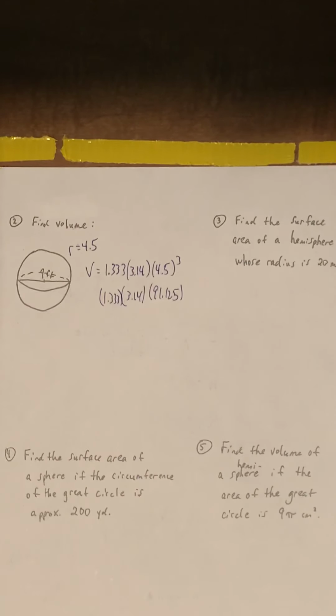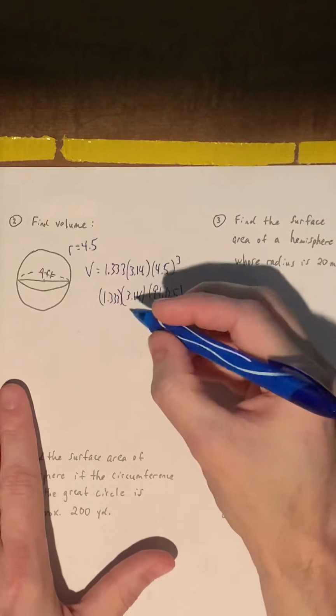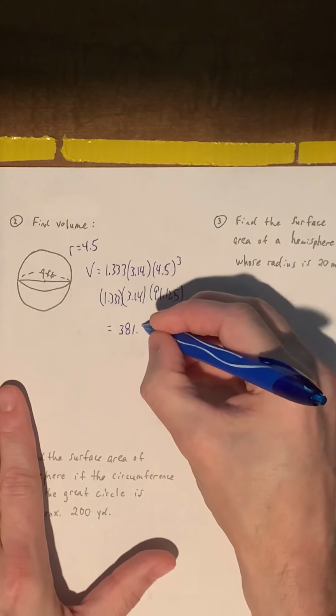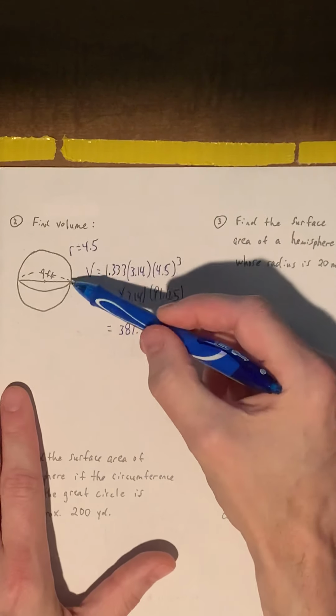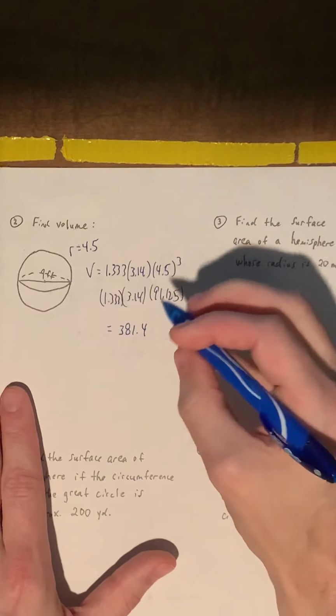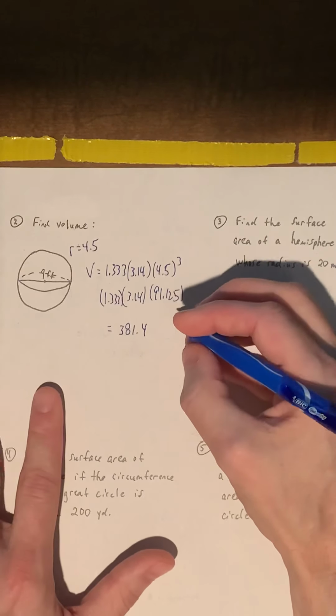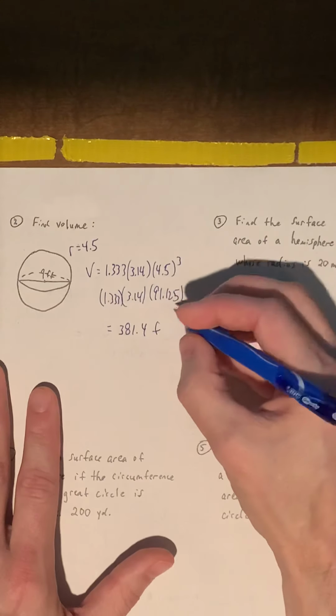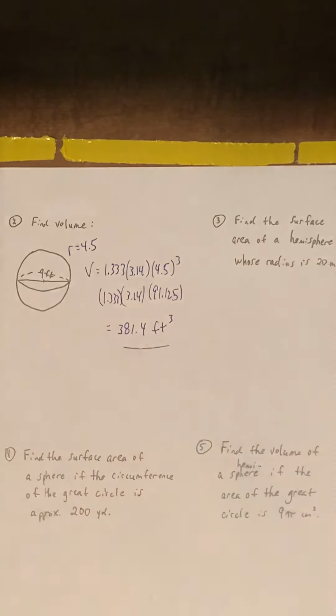And if we punch that all into the calculator, the final product is about 381.4 if we go to the nearest 10th like they're going to want you to do in the book. Now it's volume. Volume is cubic feet or feet cubed, cubic inches, or I'm sorry, cubic units or units cubed. So we're going to do 381.4 feet cubed for our volume. Okay, let's go to number 3.